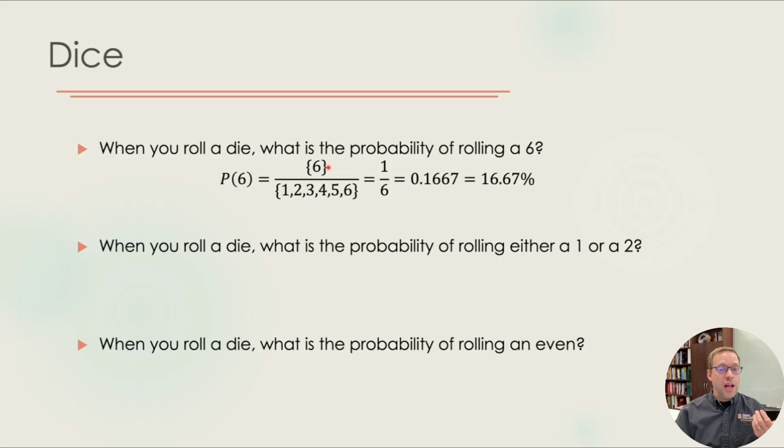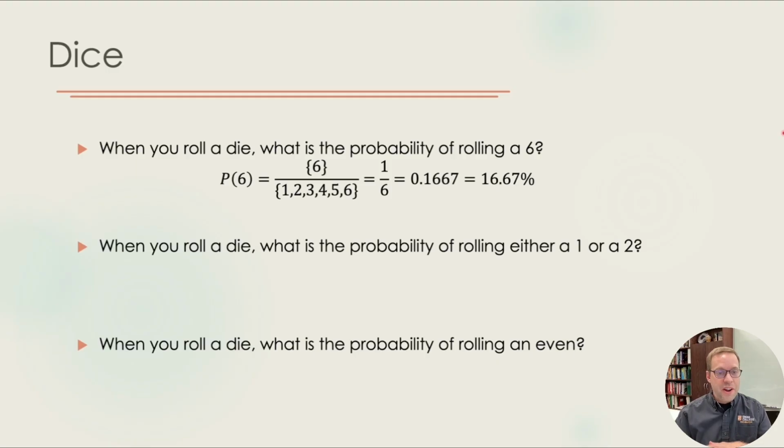But all the possible outcomes, I could roll a 1, 2, 3, 4, 5, or 6. That means that there are 6 possible outcomes all told. Just count how many possible outcomes you have. There are 6 total possible outcomes, only one of which is a success. 1 divided by 6 is 0.1667, which we could write as 16.67%.